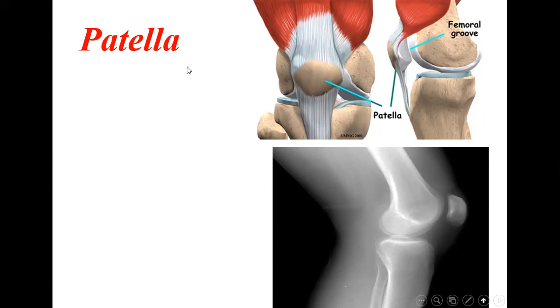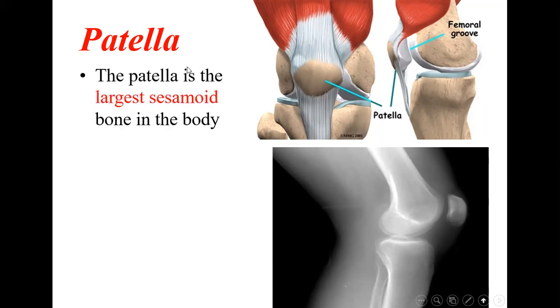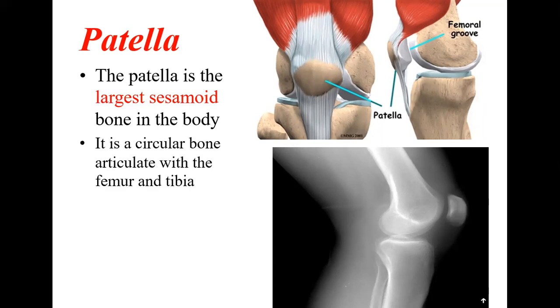Okay, so this is the patella. The patella is the largest sesamoid bone in the body. It is a circular bone, articulates with the femur and the tibia, as we can see here. So this patella is articulating with the femur behind as well as the tibia through this patellar ligament.